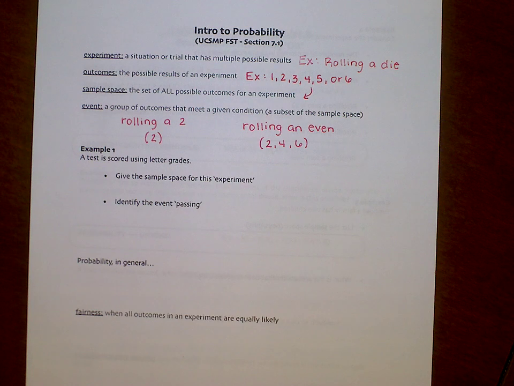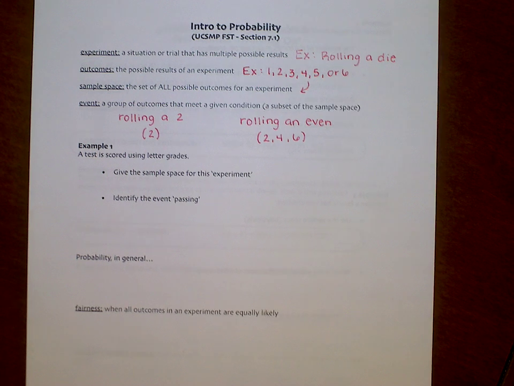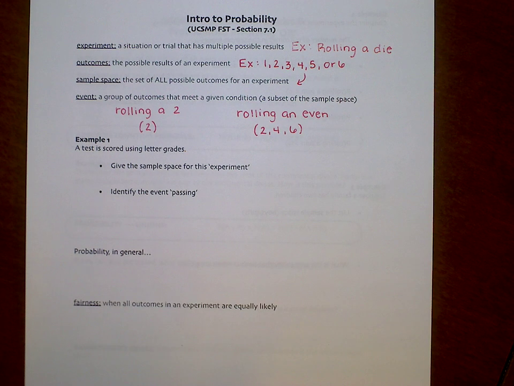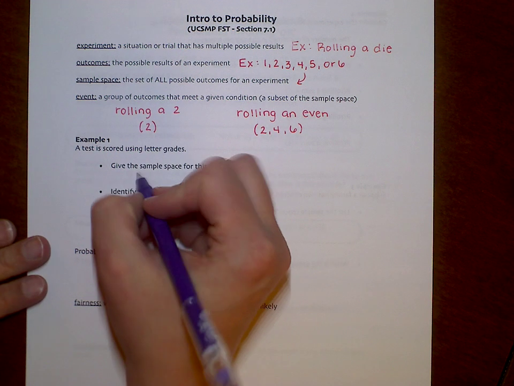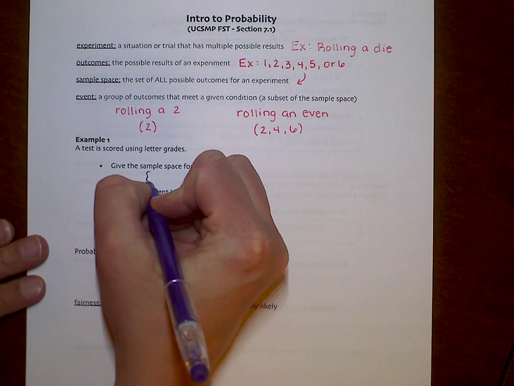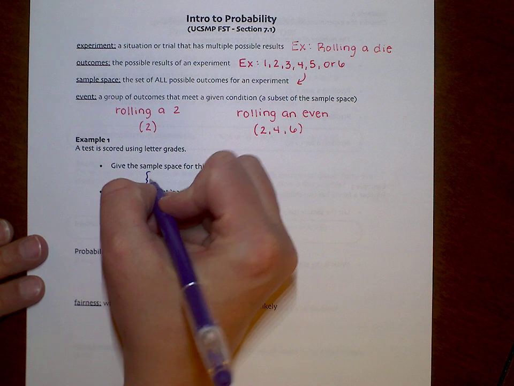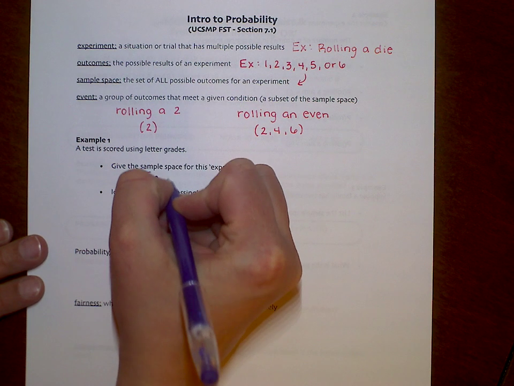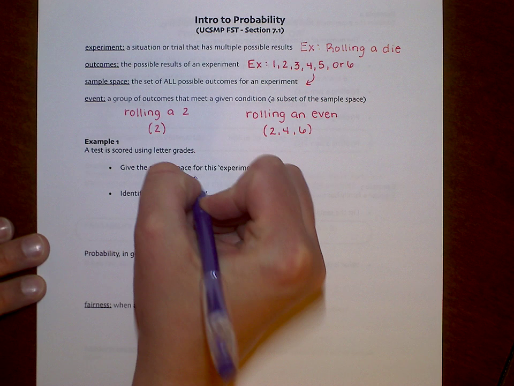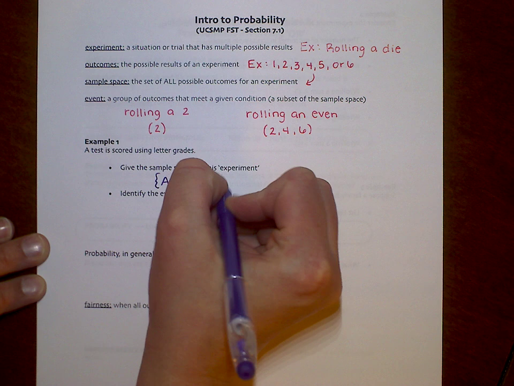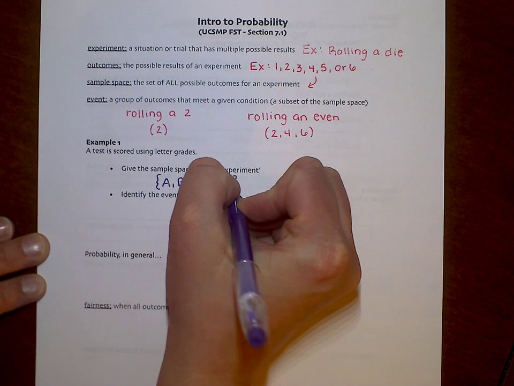So let's practice using that vocabulary a little bit. A test is being scored using letter grades, so let's give the sample space. Sample space is, again, all of the possible outcomes. So you take a test and you know that I'm going to slap a letter grade on it before I give it back to you. What are all the possibilities you could get? And for simplicity's sake, we're going to assume that these are clean letter grades. So my sample space would be A, B, C, D, and E. Those are the 5 possibilities you could get.